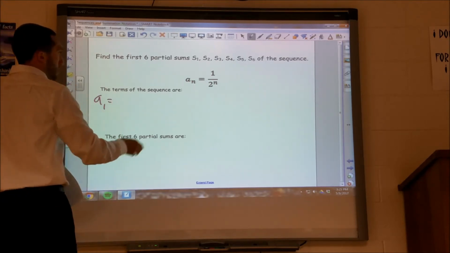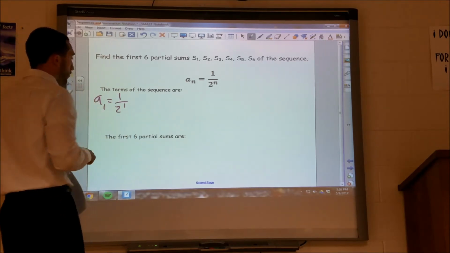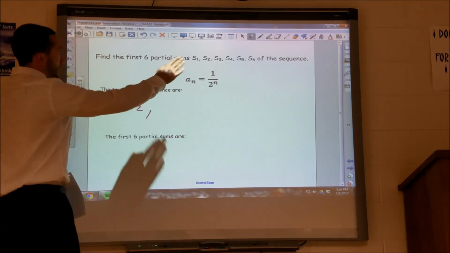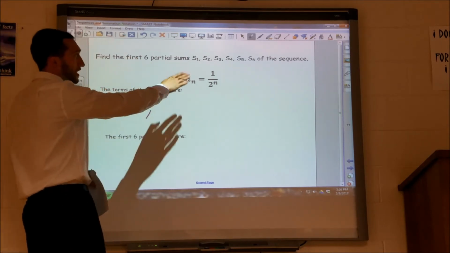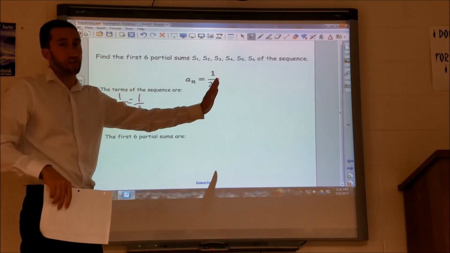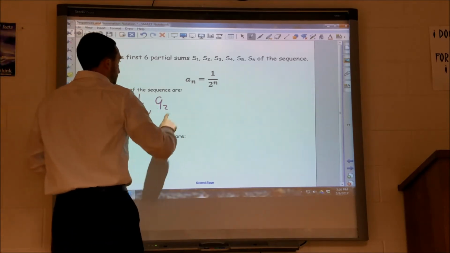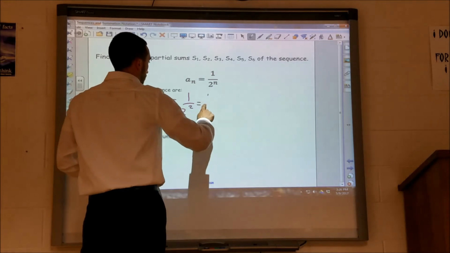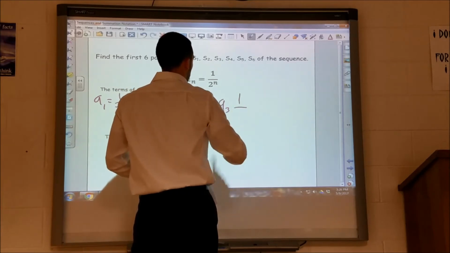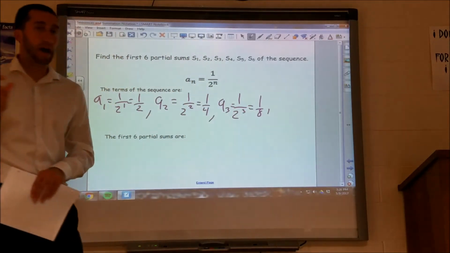So a sub 1 just means wherever I see an n, I plug a 1 in, so I get 1 over 2 raised to the first power, so a sub 1 is 1/2. And I'm going to find the first 6 terms. It doesn't specifically ask us for the first 6 terms, but in order to find the partial sums, I have to know the first 6 terms, and then I can find the first 6 partial sums. So a2, 1 over 2 squared, so 1/4. a3, 1 over 2 cubed, 1/8. Okay, we can see how this pattern is going.